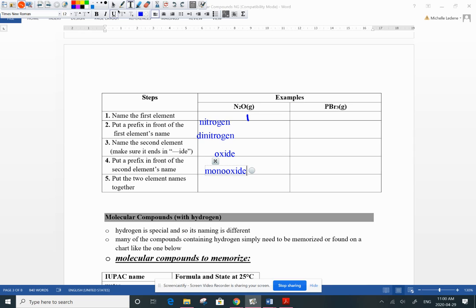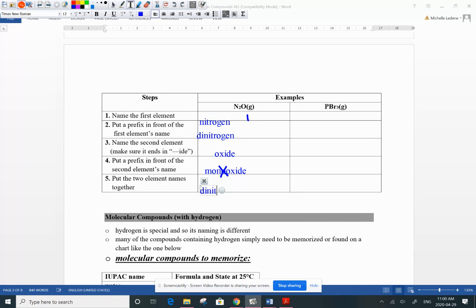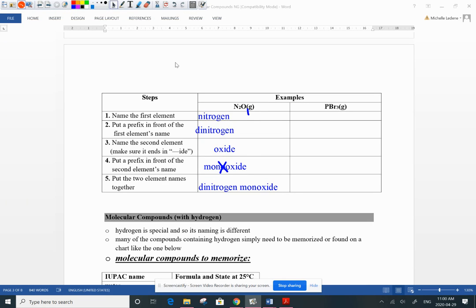But wait a minute, that sounds goofy, doesn't it? So that's what we talked about. Well, actually, Mr. DeWitt talked about in the last video. He said you don't put the two O's together like that. You just use one of them. And so now you put the names together. So you've got dinitrogen monoxide, and that is the correct name for this compound, N2O. Okay, so that was just a short little video.